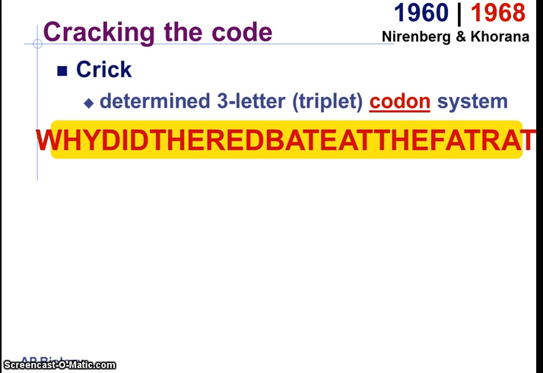Why did the red bat eat the fat rat? So every 3 nucleotides.